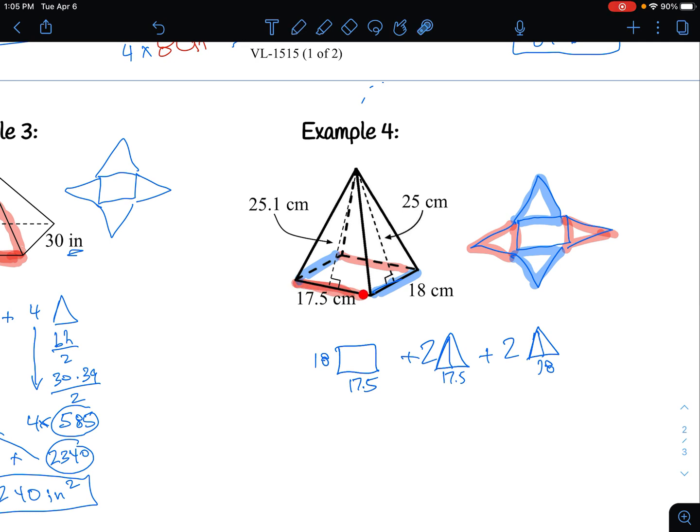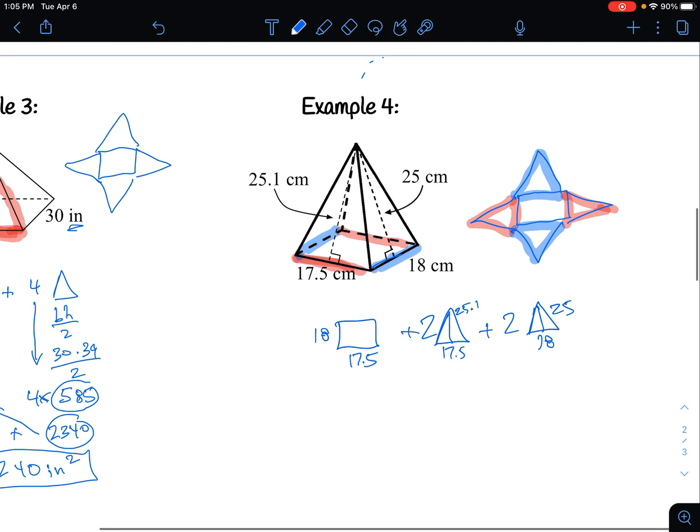And the height for this one is, well, let's take a look at the 17.5 triangle. What is the height of this guy? Well, let's look at the right angle. Let's look at the height, which means it is 25.1. Ooh. So this has a height of 25.1. And let's look at our 18-inch base triangle. It has an 18 centimeter base. And if you look up, it has a 25 centimeter height. So it's going to be 25.